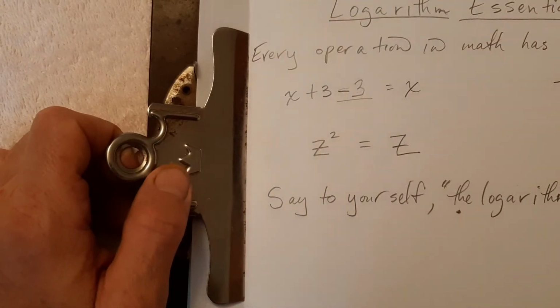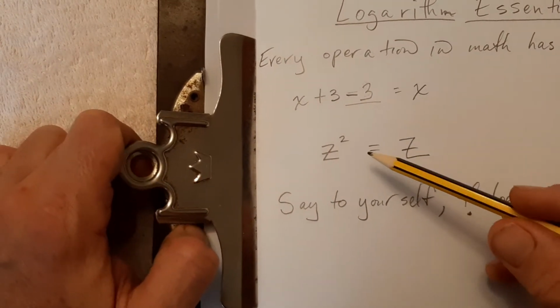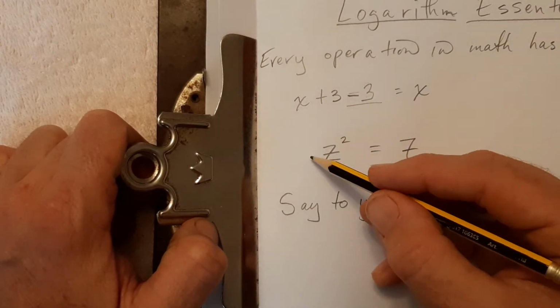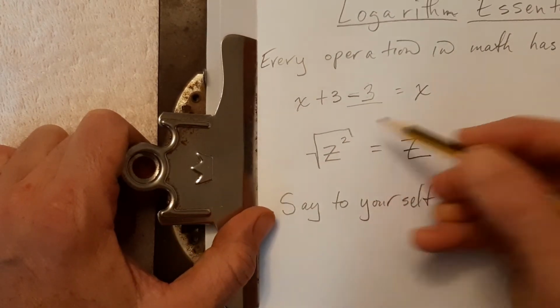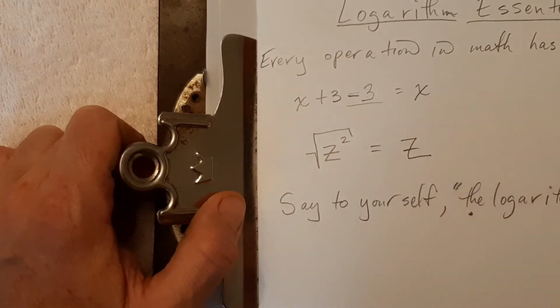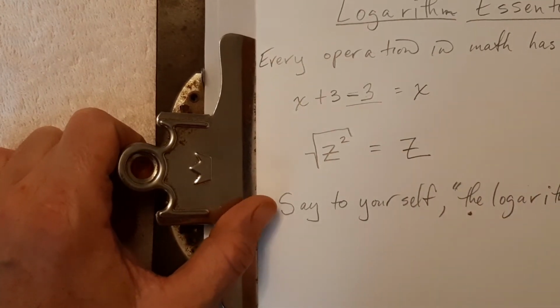What's the inverse of squaring a number? Well, you had to do that funny symbol, right? Square root. The square root of z squared is z. Square root is the inverse operation of square.